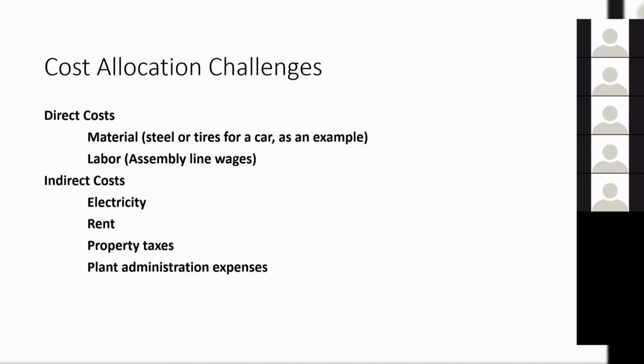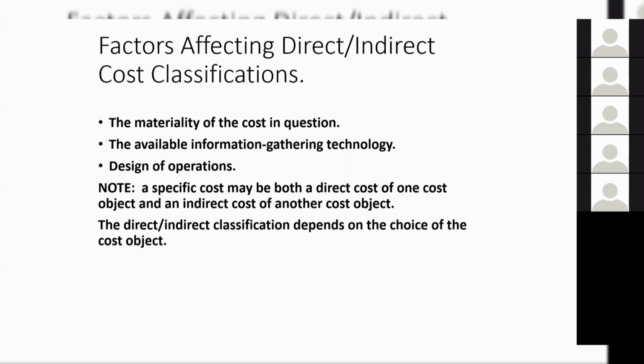Some indirect costs can be assigned to cost objects with reasonable accuracy. Others are more difficult. Think about electricity and rent and property taxes. It's going to be really hard to say how much electricity was used to build each car, how much rent was used to build each car.